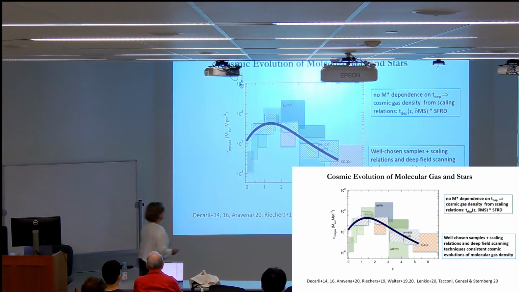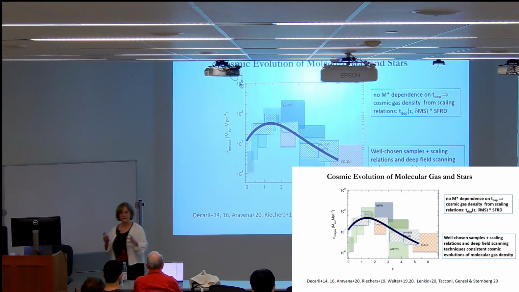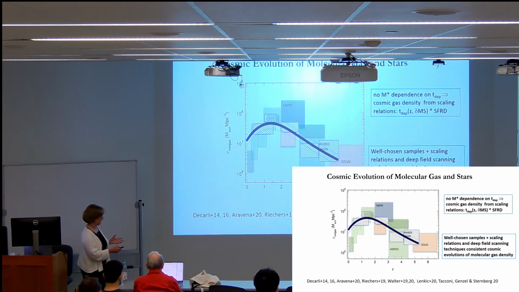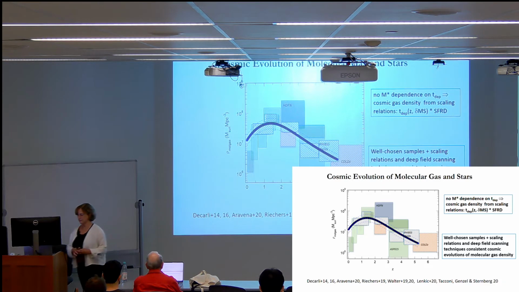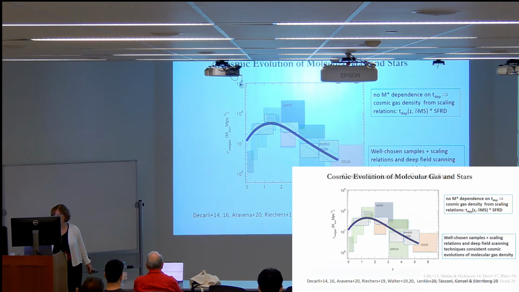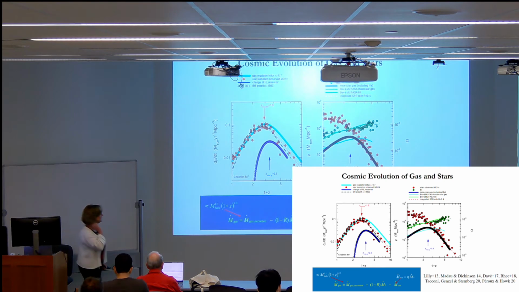So we would argue that if you choose your samples well and you know the characteristics of the galaxies that you're including, together with the scaling relations, you get a very good assessment of the cosmic evolution of the molecular gas. Completely consistent with the deep field scanning technique, but it's sort of a freebie as part of the other research that you can do with these defined samples. So that's also reassuring.